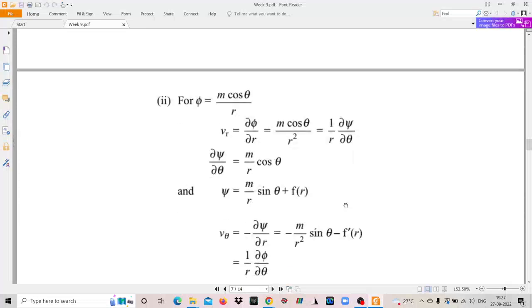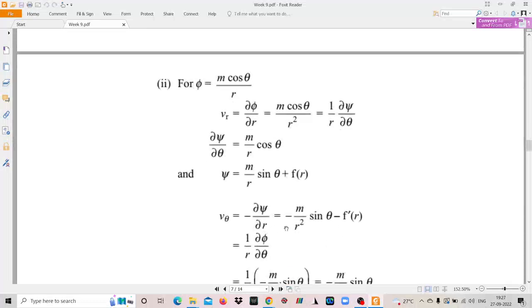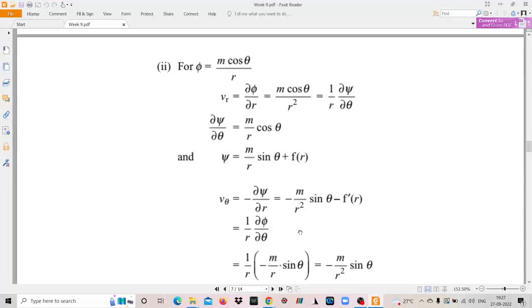Now what will be V theta? V theta is minus of del psi by del r. We have already obtained the value of psi. So minus of, if you differentiate this with respect to r, minus of m by r square sin theta minus of f dash r. So this is the value of minus of del psi by del r. Again, in the differentiation there will be a negative, so please include that.